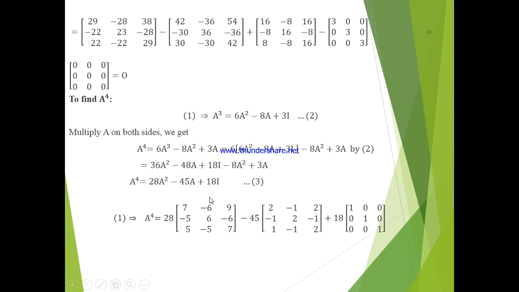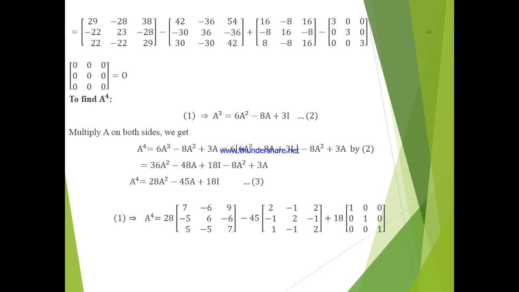So this is A power 4. We have to substitute the A square value, 28 into A square, minus 45 into the given matrix A, plus 18 into the I matrix, the unit matrix. So next we have to simplify these matrices. We have to multiply each and every term of this matrix by 28. Here multiply each and every term by 45. Here multiply by 18.